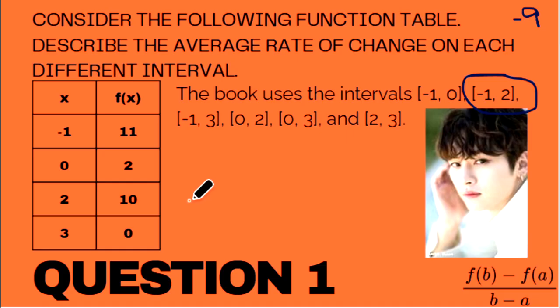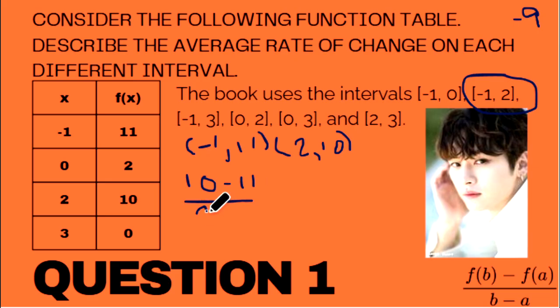So we have -1 and 2. At -1, we have -1 and 11, and at 2, we have 2 and 10. That 11 is the best 11 I've ever written in my life. That 10 might be right up there with it too. So f of b is 10, f of a is 11, b is 2, a is -1.